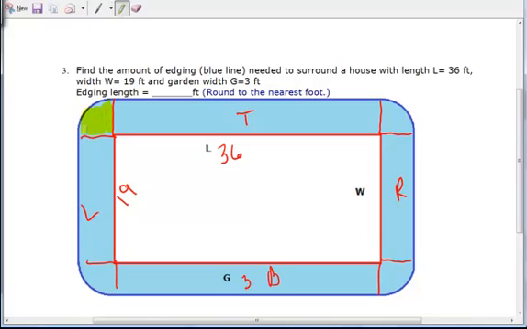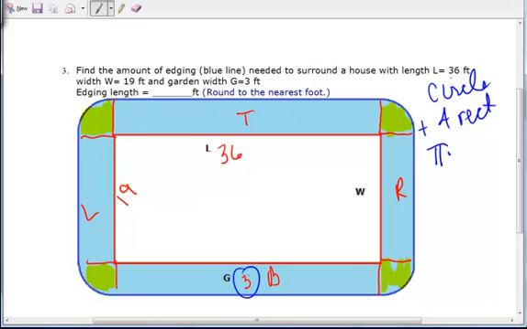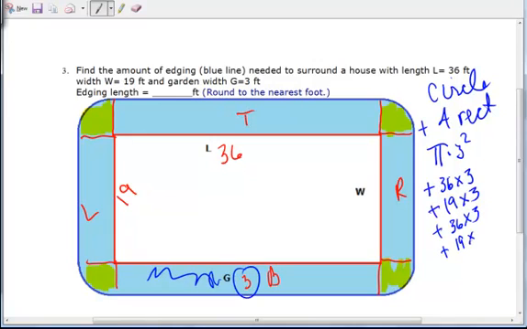And then we've also got a quarter of a circle here, a quarter here, a quarter here, and a quarter here, so we've got a full circle. So let's take the circle plus 4 rectangles, we'll call them. Okay, the circle is pi times the radius 3 squared, plus the top is 36 by 3, because this garden is 3 feet all the way around, plus the right side, which is 19 by 3, plus the bottom, which is 36 by 3, plus the left side, which is 19 by 3.